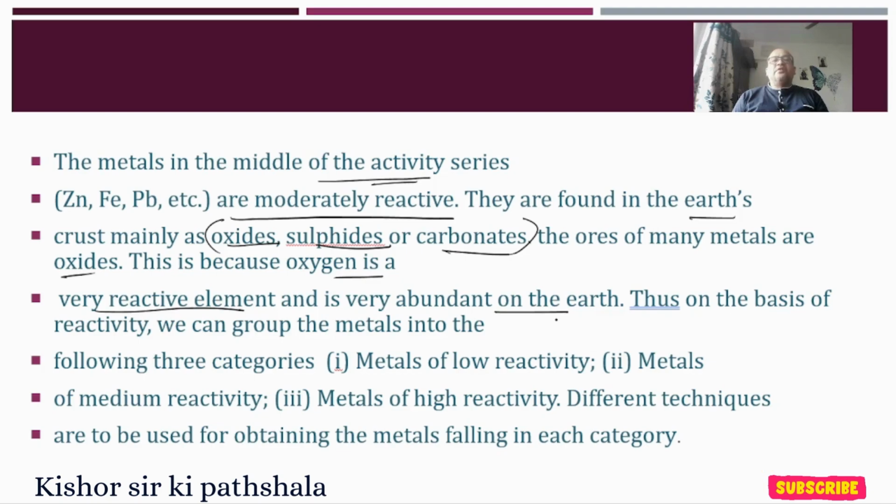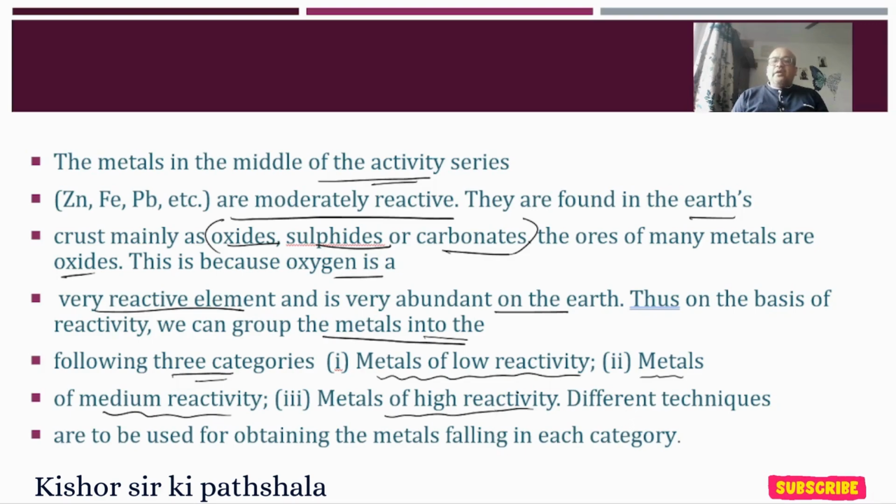So the first element to react with any other element is my oxygen. That's the reason on the basis of reactivity we can group the metals into three categories. The metals with very low reactivity, which will not react with others, metals with medium reactivity, and metals with very high reactivity. These metals, as we have seen earlier, are at the top of the activity series.